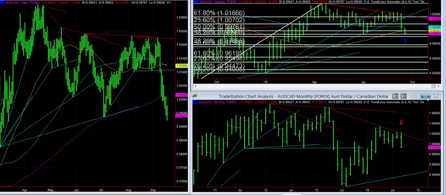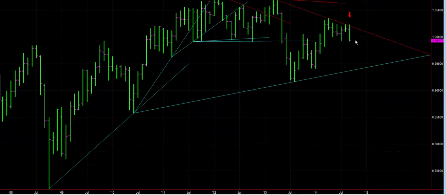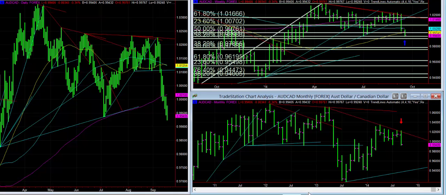We can also see on this monthly chart of the A dollar C dollar cross this red downtrend line here. We can see that this month the cross rate tested that just like it did last month and then came off. So we see a nice trend line here. Looks like a triangle formation possibly forming. Let's keep our eyes on that.